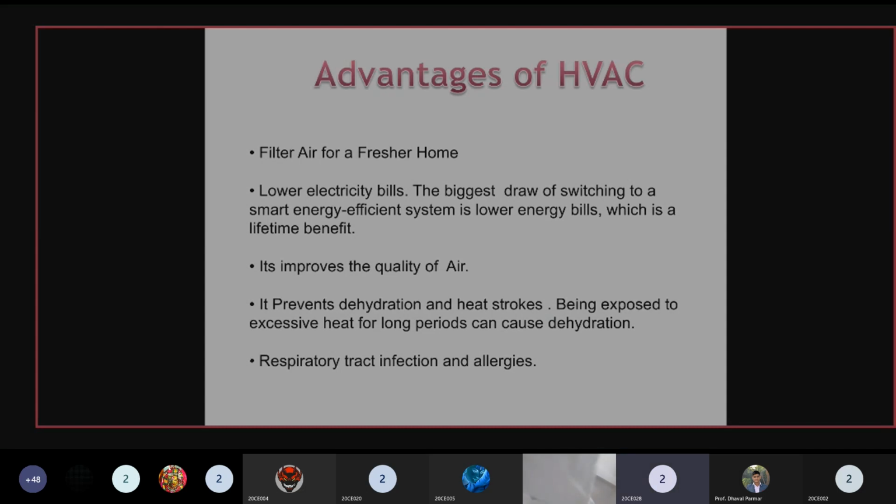Now I will talk about advantages of HVAC. First, filtered air for a fresher home. Second, lower electricity bills. The biggest draw of switching to a smart energy efficient system is lower energy bills, which is a lifetime benefit. Third, it improves the quality of air. Fourth, it prevents dehydration and heat strokes. Being exposed to excessive heat for long periods can cause dehydration. Last is respiratory tract infection and allergies.